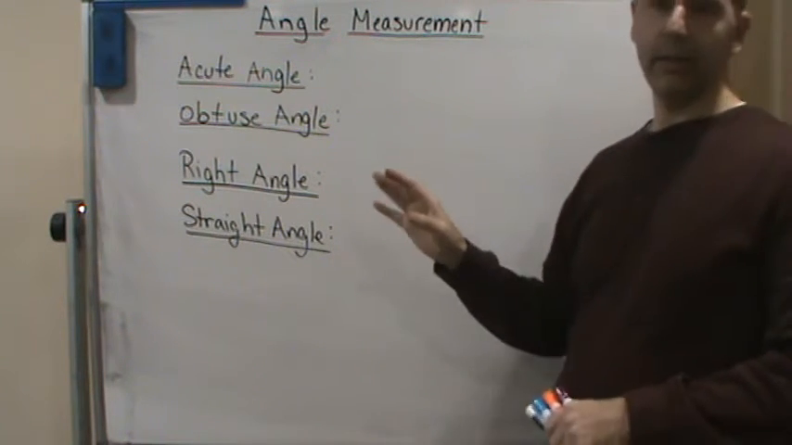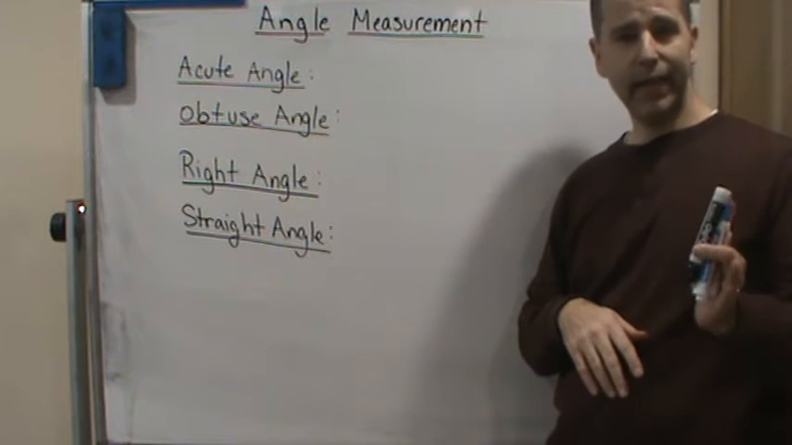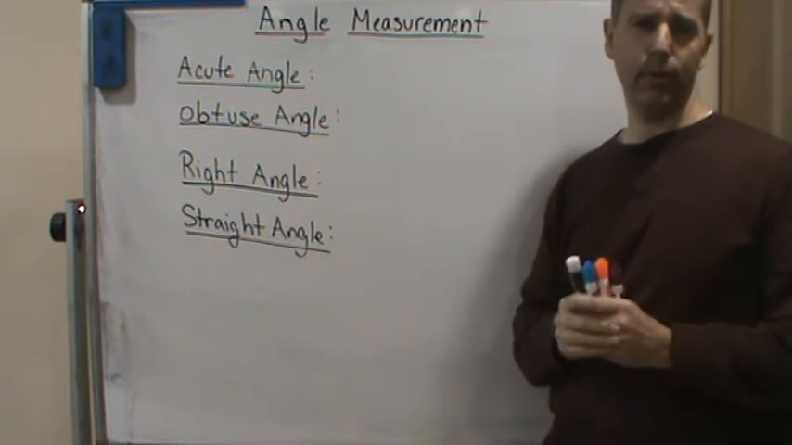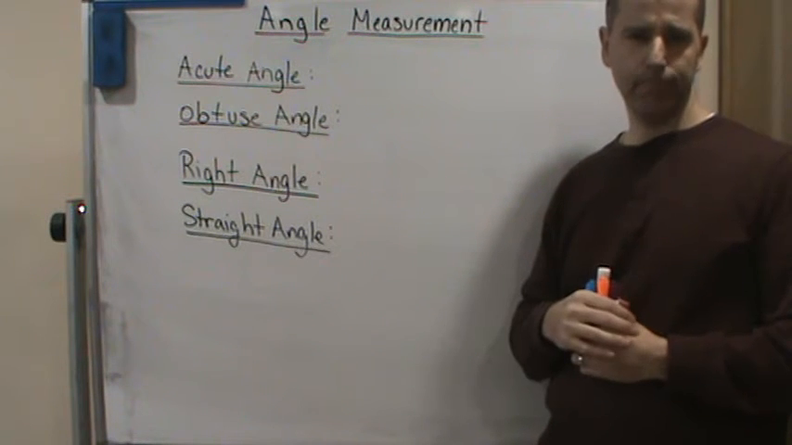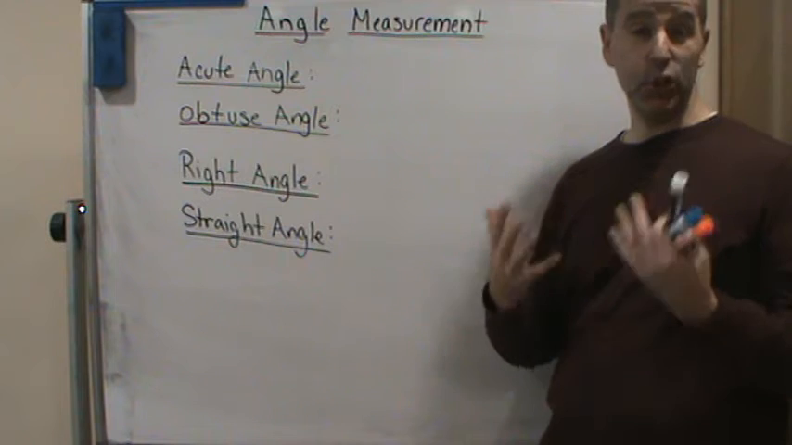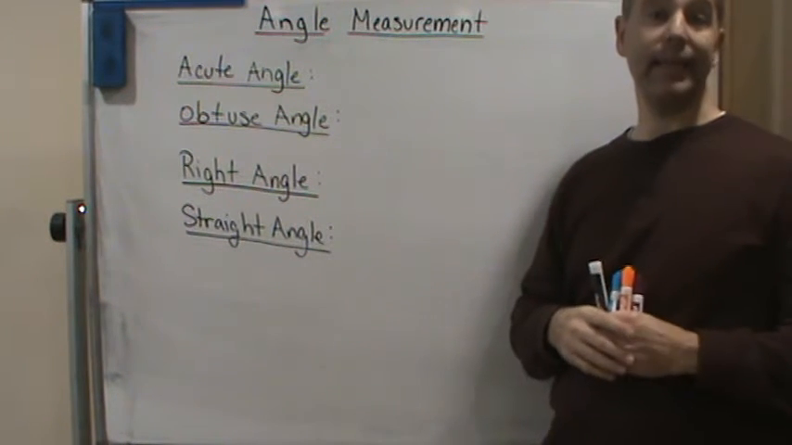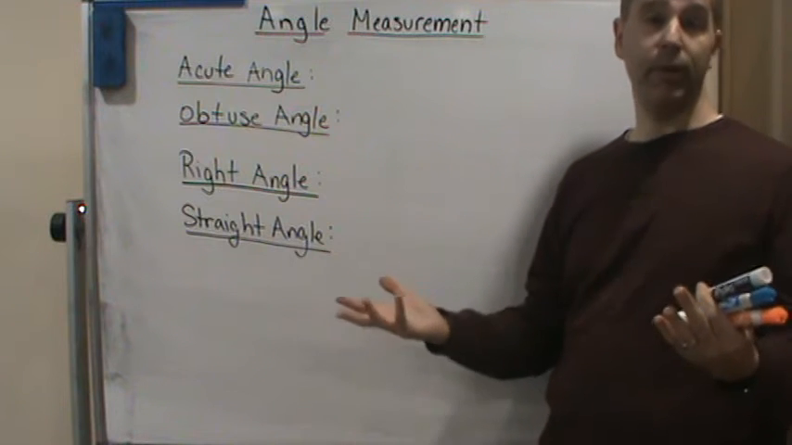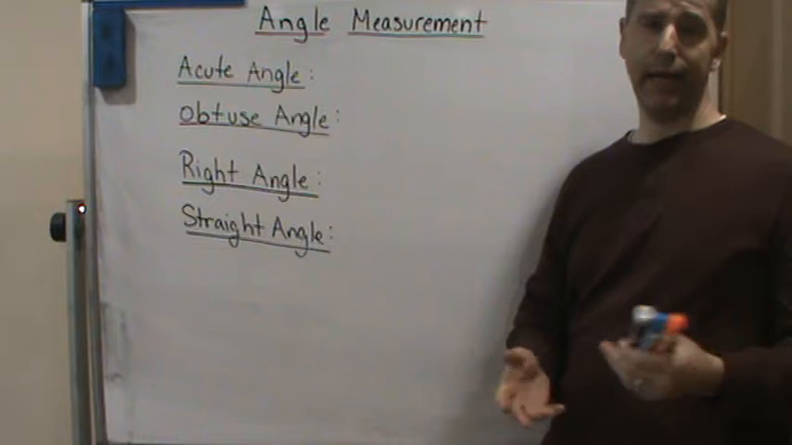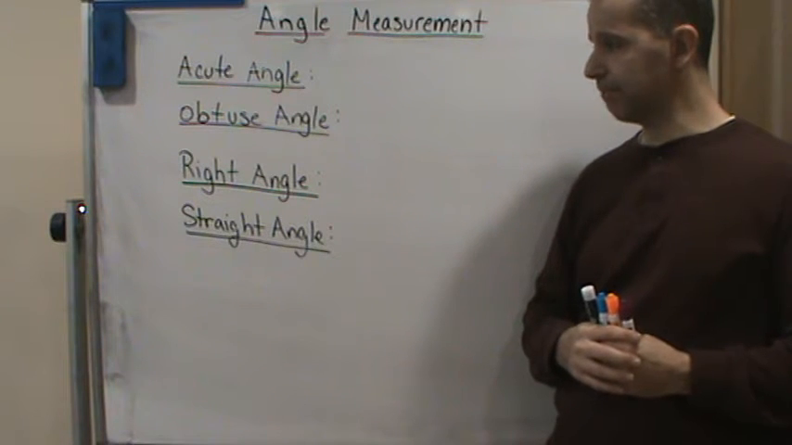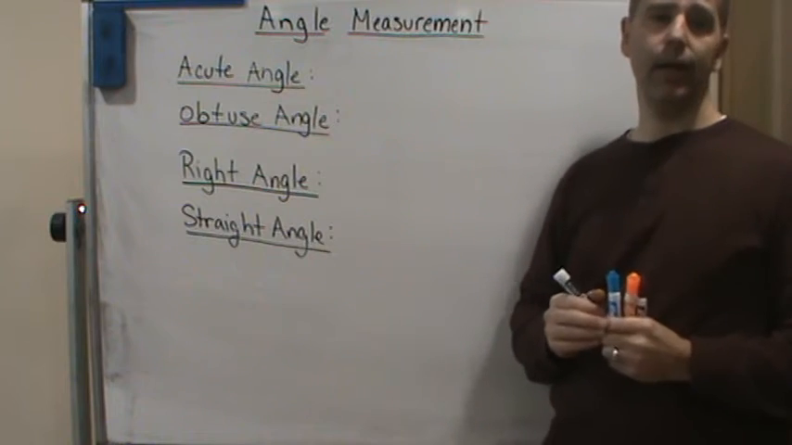So an acute angle is any angle that is between 0 and 90 degrees. Okay, so greater than 0, less than 90. That would be an acute angle. An obtuse angle would be anything that's greater than 90 but less than 360. Greater than 90 but less than 360. And then a right angle is an angle that is exactly 90 degrees.